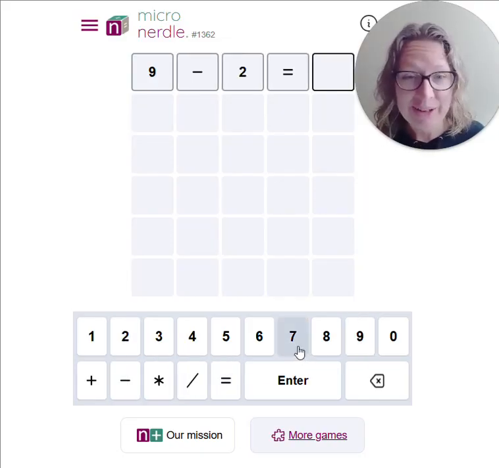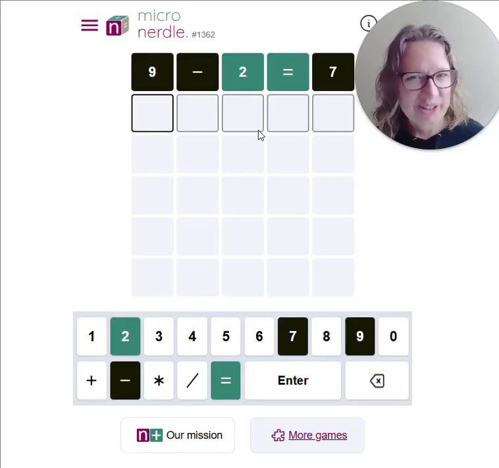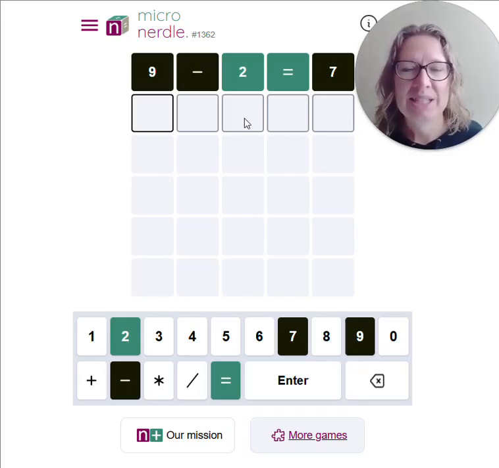And I'm not counting backwards. I'm envisioning that 10 frame in my head. I'd have 9, I'd take 2 away, and I can see in my head that there's 7 left. We've got the 2 in the right spot and the equal sign, that's what the green means.